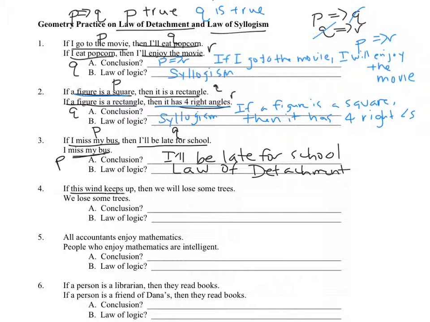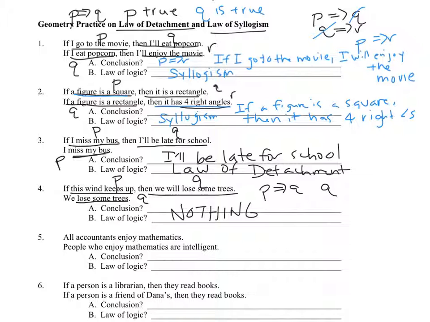If this wind keeps up, P, then we will lose some trees, Q. We lose some trees, Q. So I have that P implies Q is true, and then I'm given Q. So there is nothing that you can determine. It's not the law of detachment. The law of detachment would have P implies Q and then the P. This one has P implies Q, then the Q.